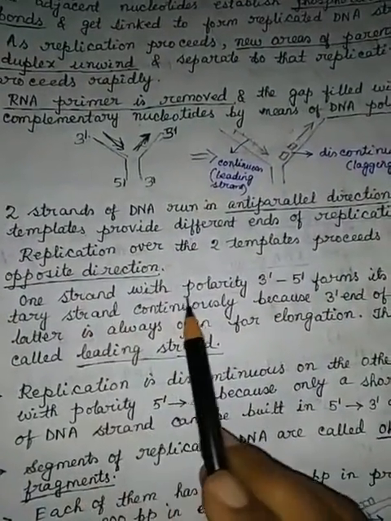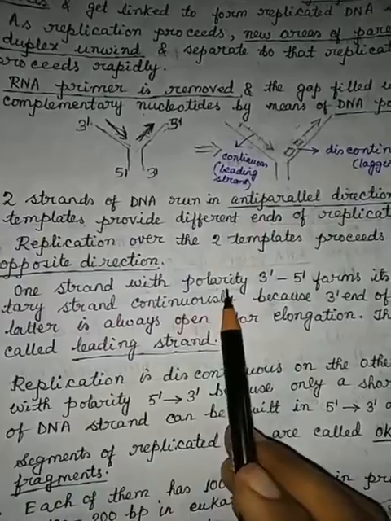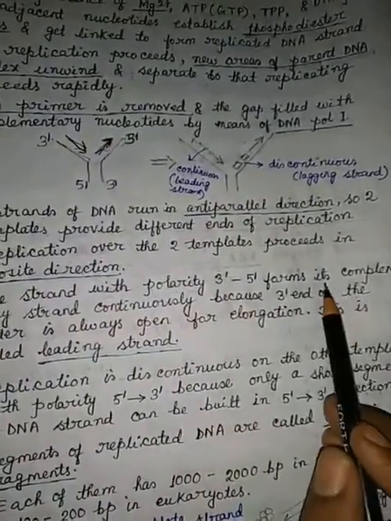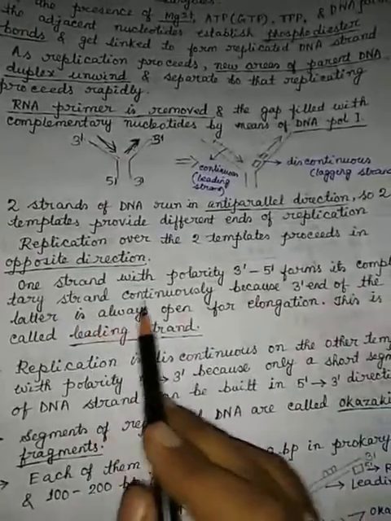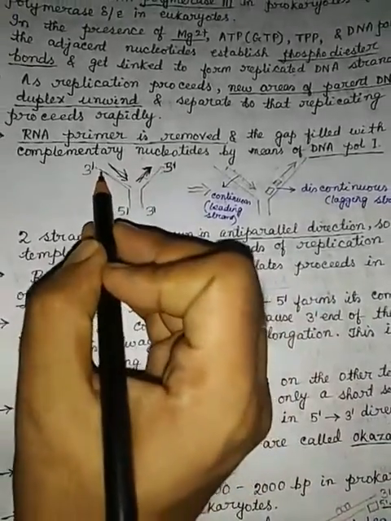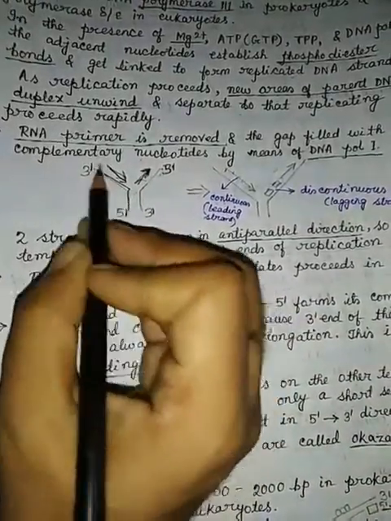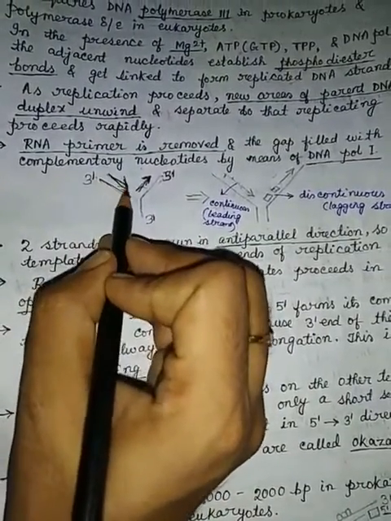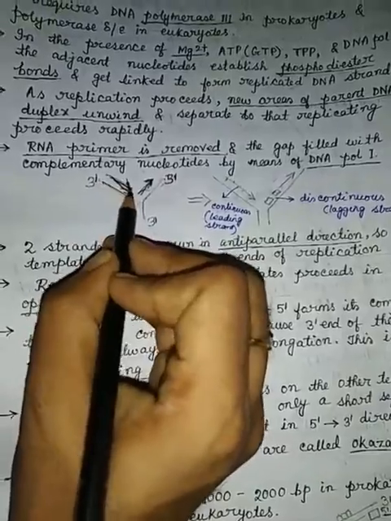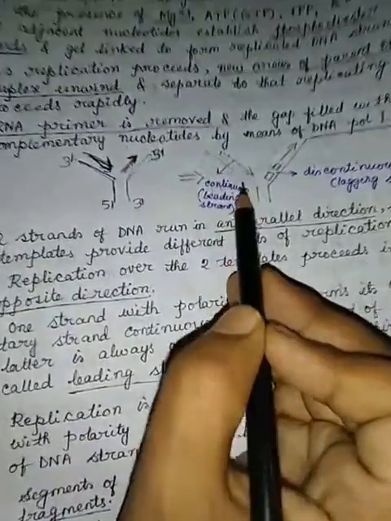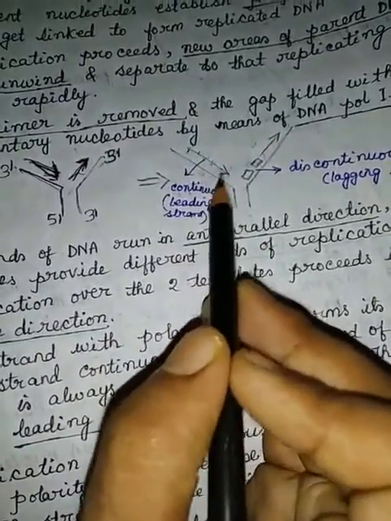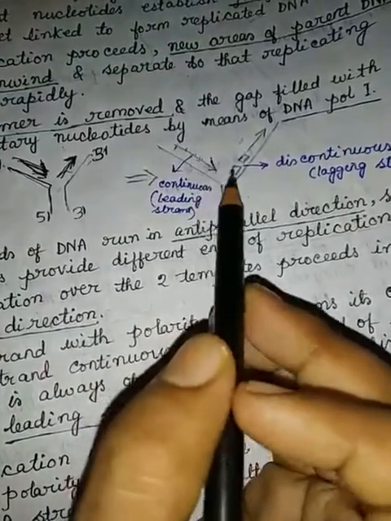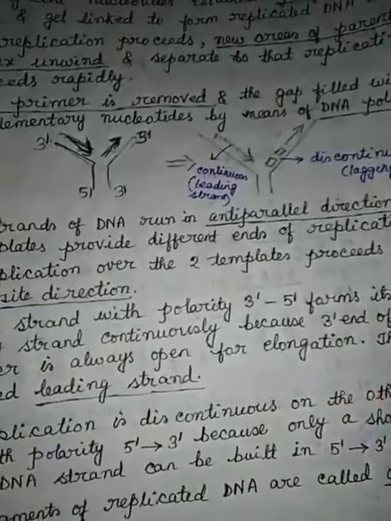One strand with polarity 3' to 5' forms its complementary strand continuously. Means this strand, with 3' to 5' polarity, forms the complementary strand here continuously. See, continuously, without any breaking or without any parts. Continuously they form a strand. This is called the leading strand.